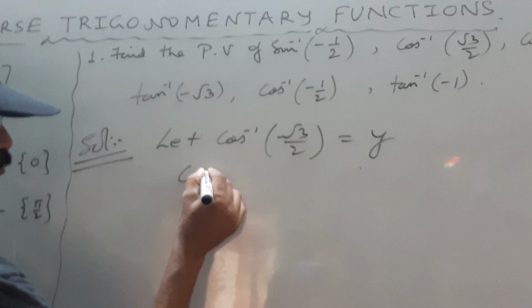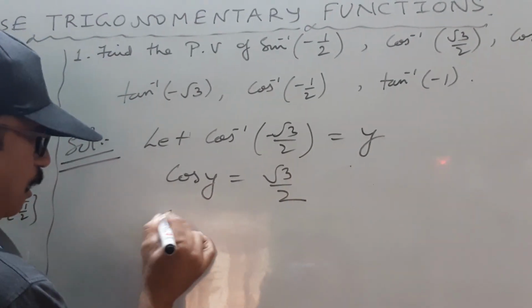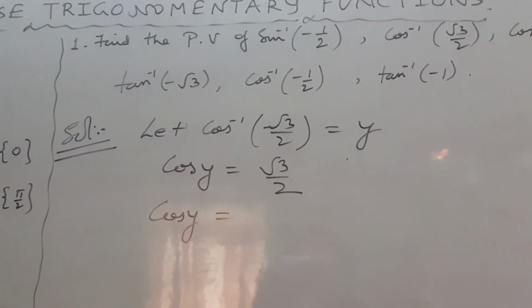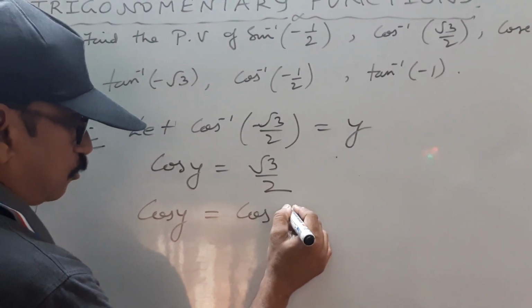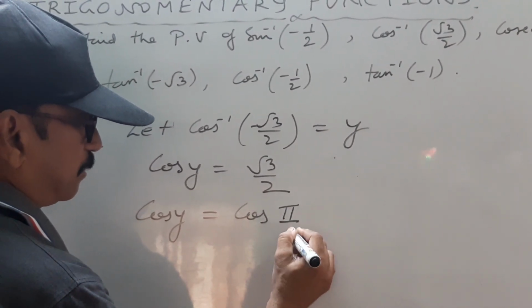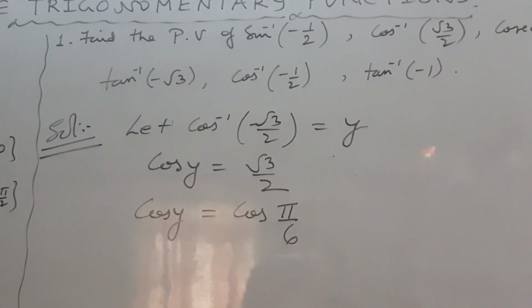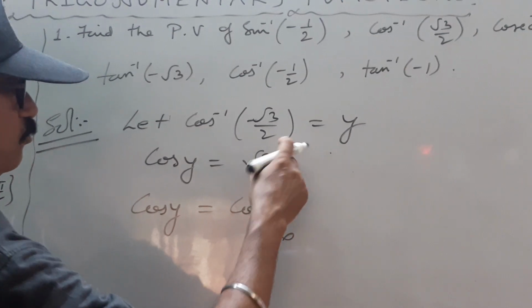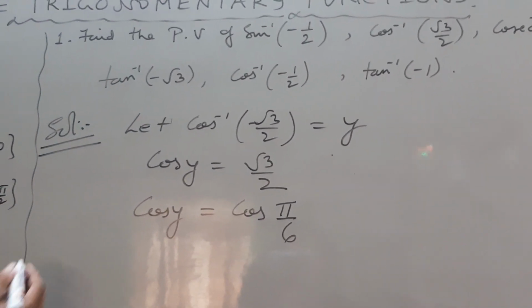So cos y is equal to root 3 by 2. Now in cos, where does root 3 by 2 come? Root 3 by 2 is cos 30 degrees. Cos 30 degrees means again it will become pi by 6. So cos 30 degrees is root 3 by 2, here it is positive so we need not do anything.